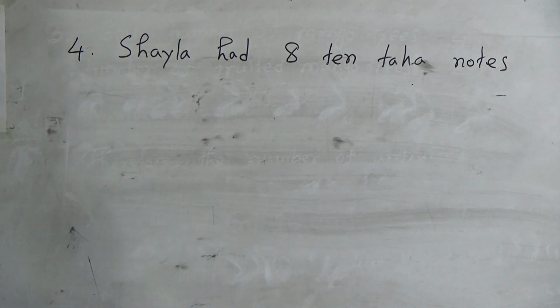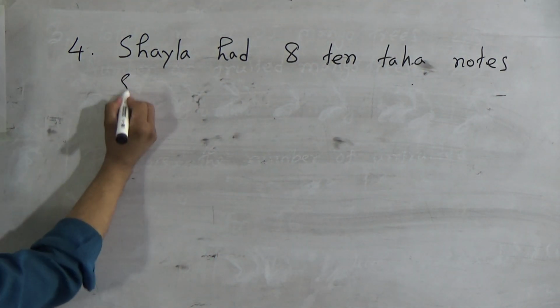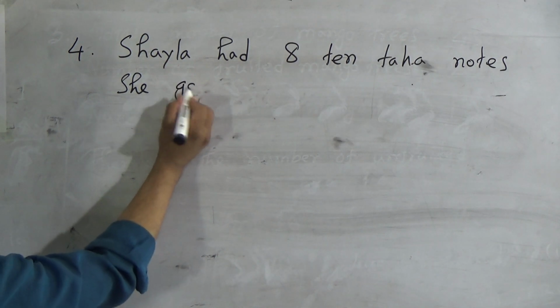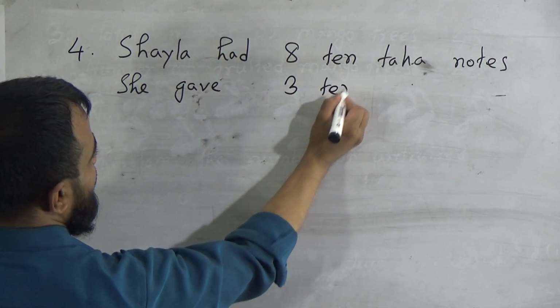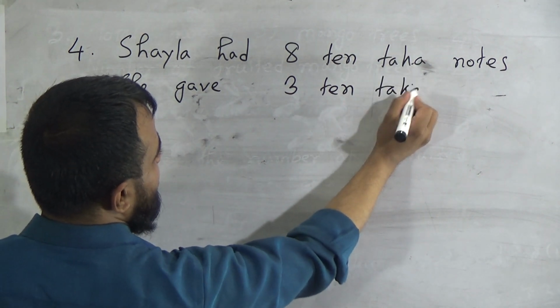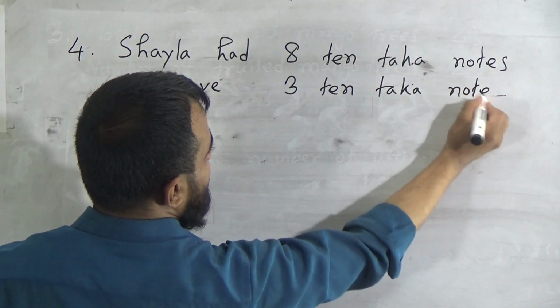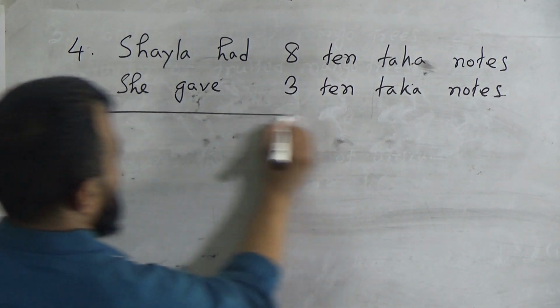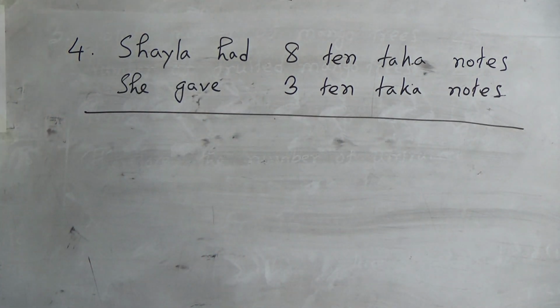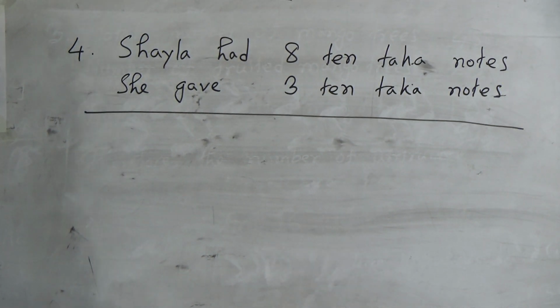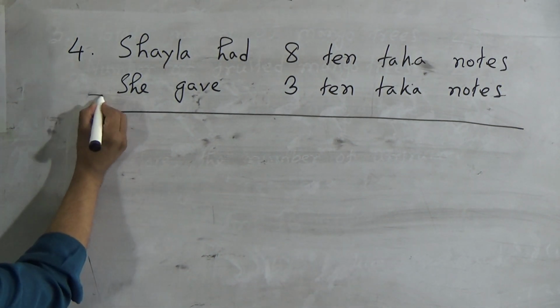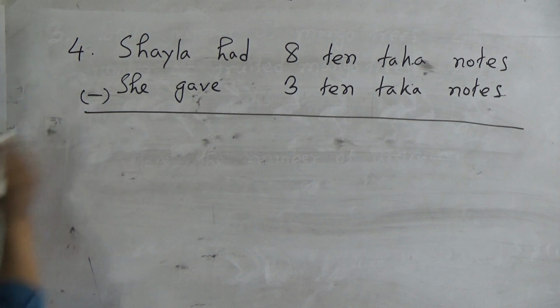Okay, and she gave to Moina. That means she gave how many? 3 ten taka notes. Okay, 3 ten taka notes. So if anyone gave to the other one, then the taka will be reduced. So we will subtract this one. That's why we will use the subtraction sign before.